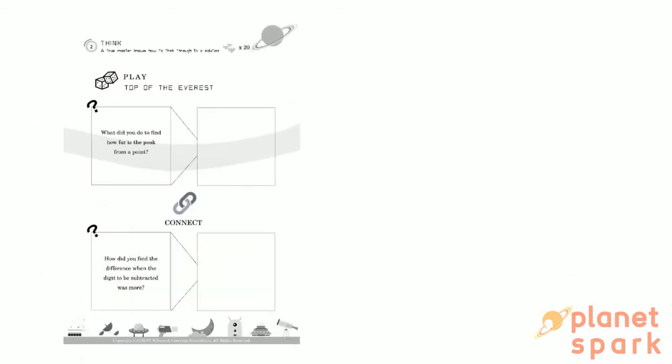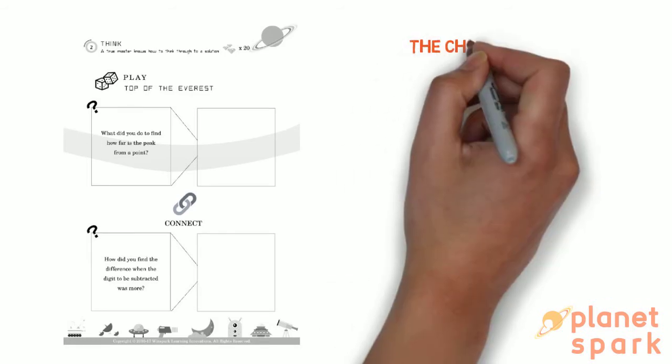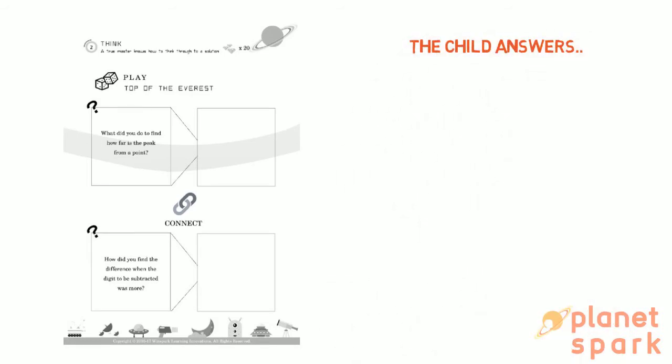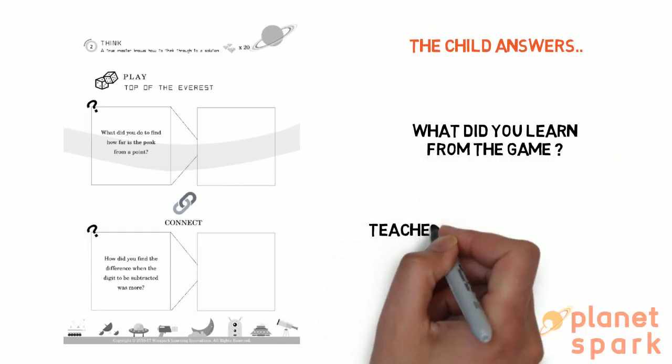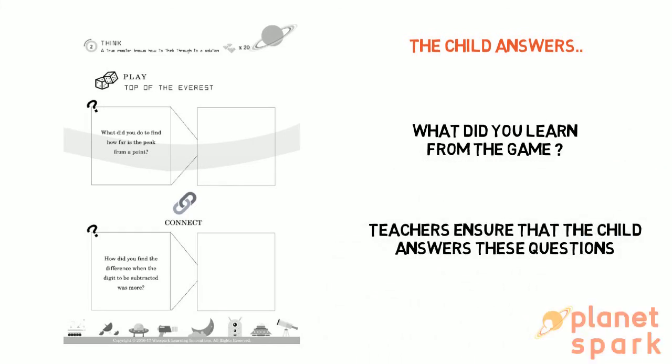This is what the child sees as the next page of the student module immediately after playing the game. Here the child answers questions on what she learned from the game. The teachers make sure that the child answers these questions on the module.